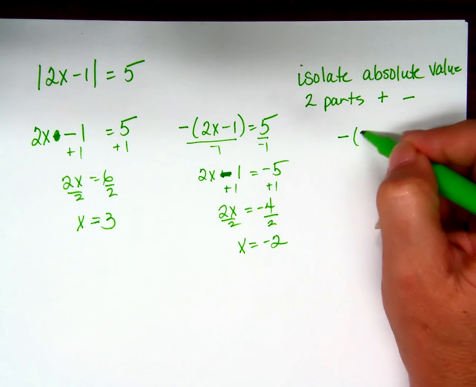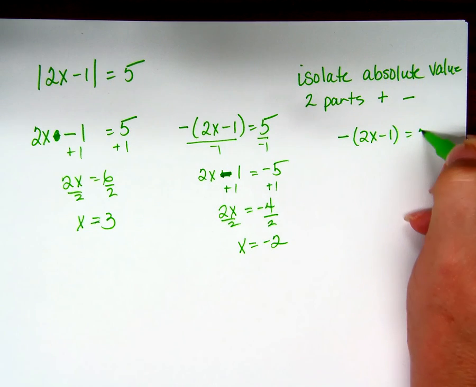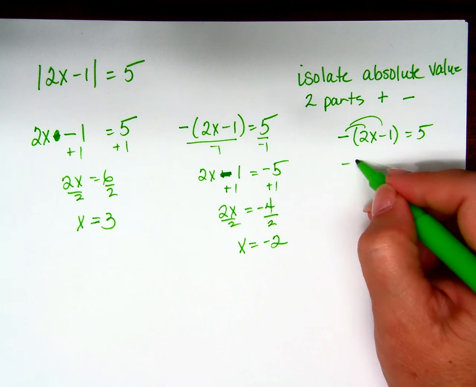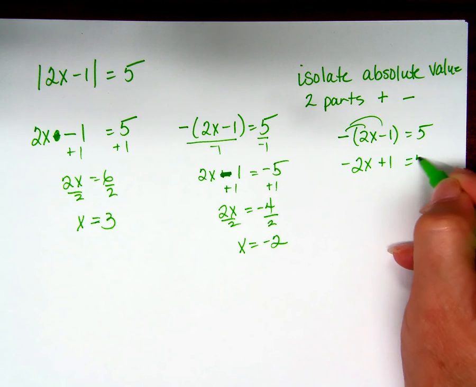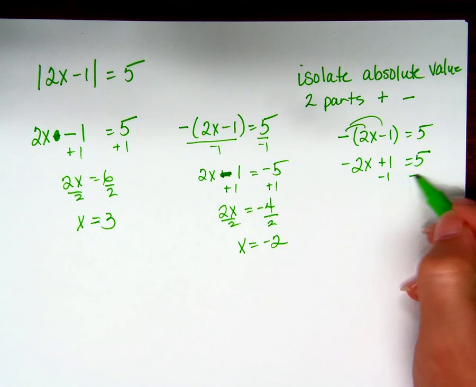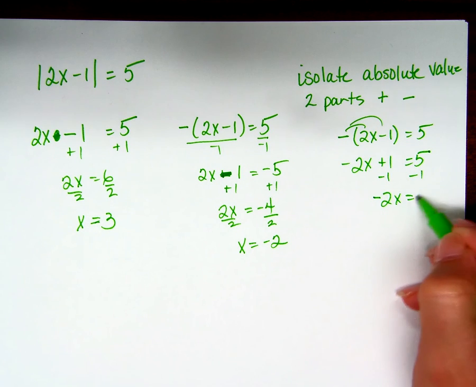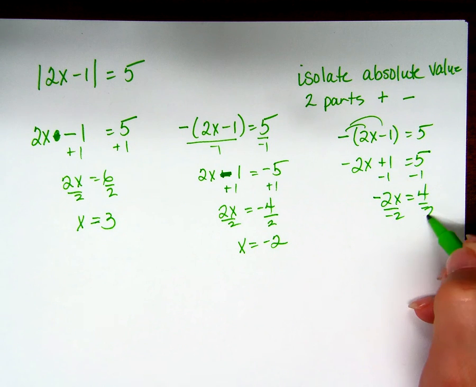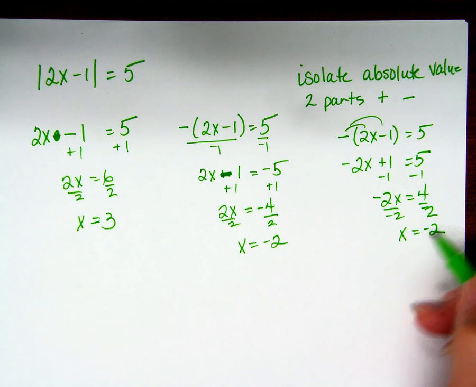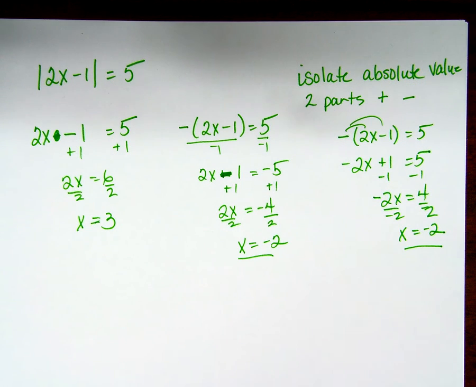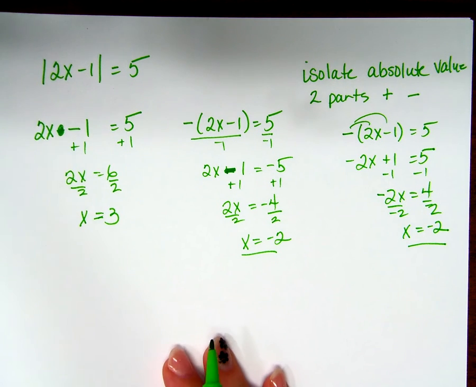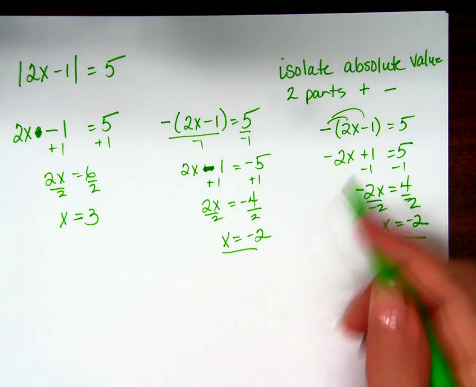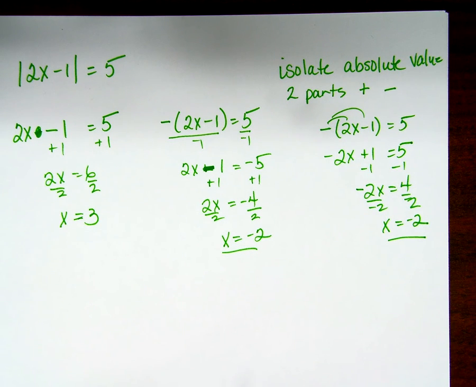Or, let me show you this real quick. I could distribute this right here and get -2x plus 1 equals 5. If I did it that way, I would get -2x equals 4. So x equals -2. I still get the same answer. It's just how you think about the problem, whether you want to get rid of the negative sign first or whether you want to distribute it. How are you more comfortable doing it?